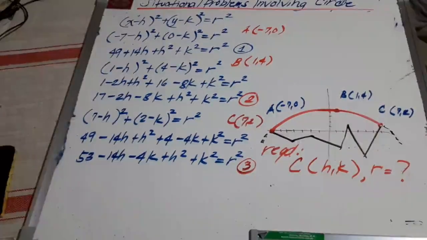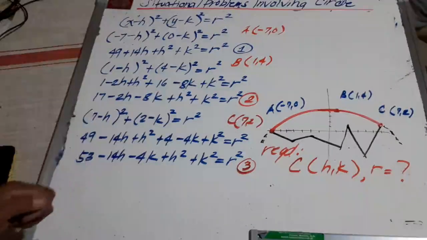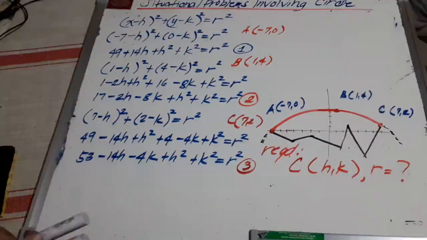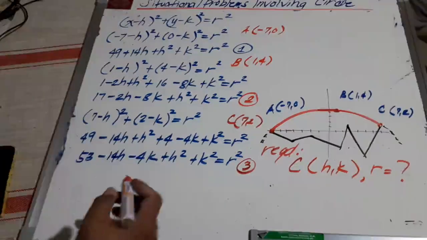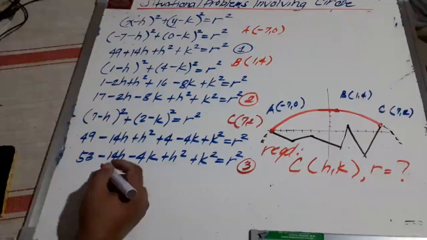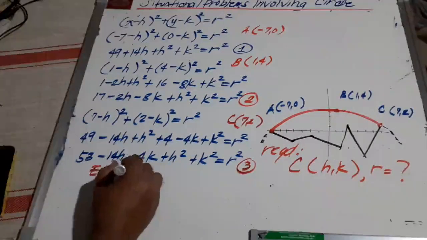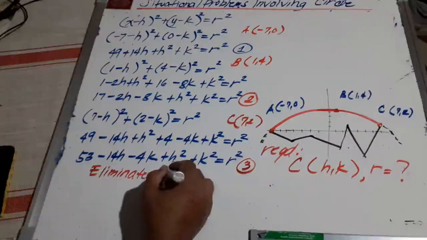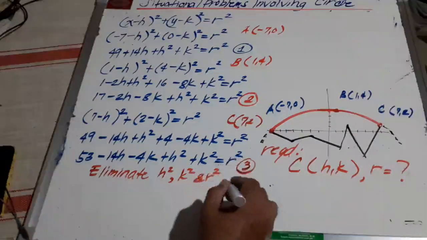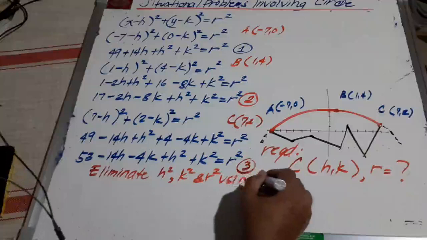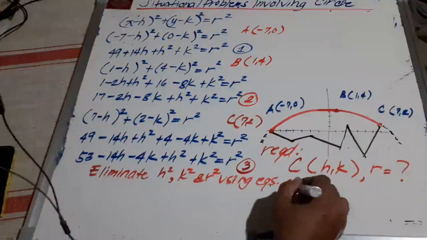Yan. Dito na papasok yung ating elimination. We have 3 equations. We can use equations 1 and 2 to eliminate h squared, k squared, and r squared. And we can use equations 1 and 3 to eliminate also h squared, k squared, and r squared. Okay. Gamitin natin yung equations 1 and 2 to eliminate h squared, k squared, and r squared.